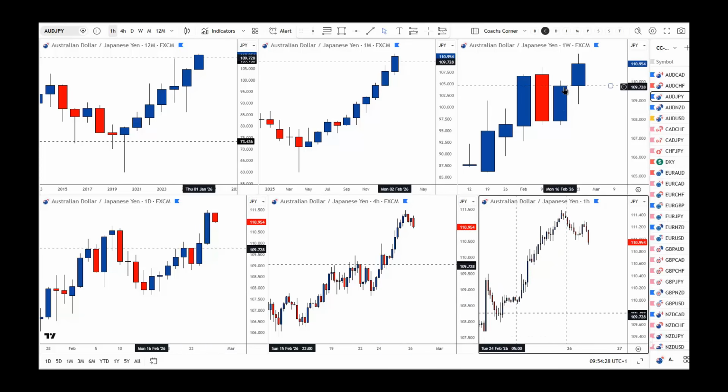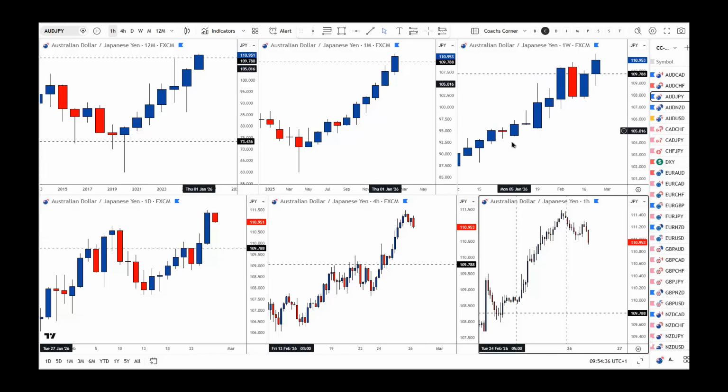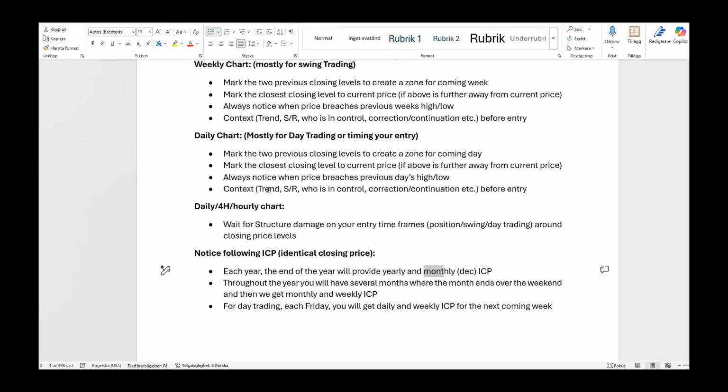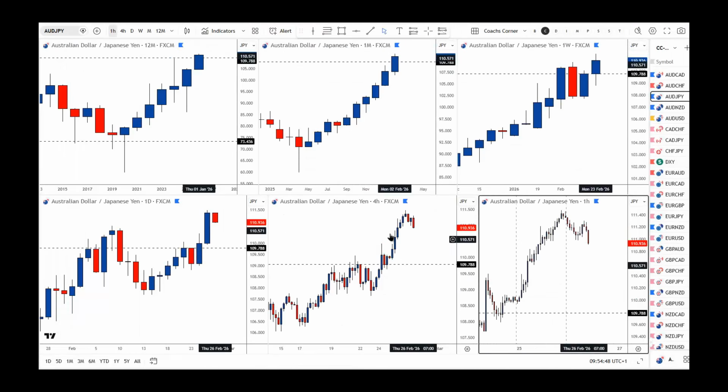Let's just say that you're a day trader. Mark every weekly closing price, notice where the Friday candle is, and identify the trend and everything that stands in here. Trend, support and resistance, who is in control, is price correcting, continuing, etc. And you tell me in the chat room the win ratio.